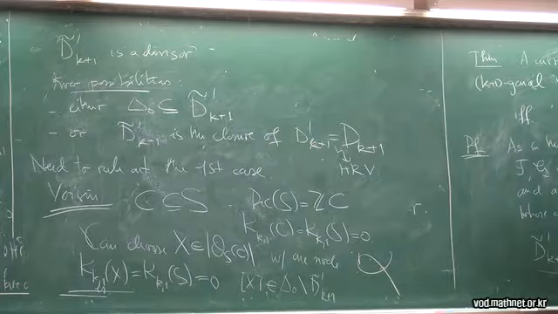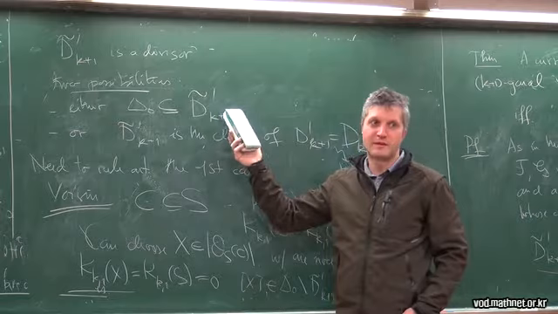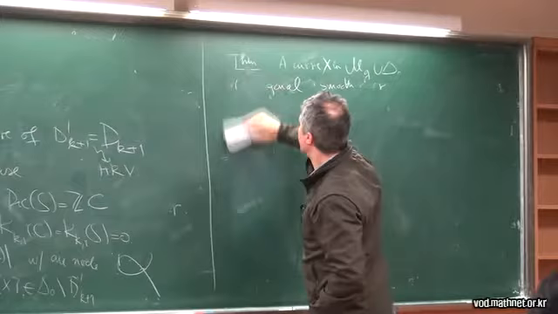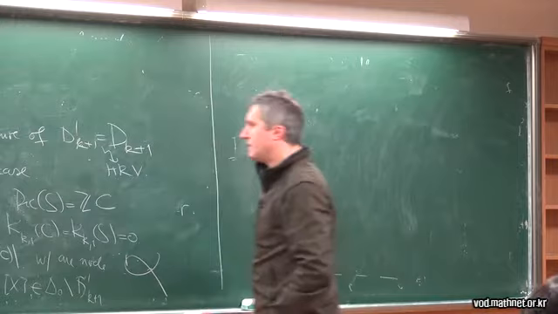Okay, and now the delta tilde prime is irreducible. That's what we proved, but it was not clear at the beginning. So it could have happened that delta 0 was a component in delta tilde prime. So delta 0 is irreducible. Yeah, that's what we use.